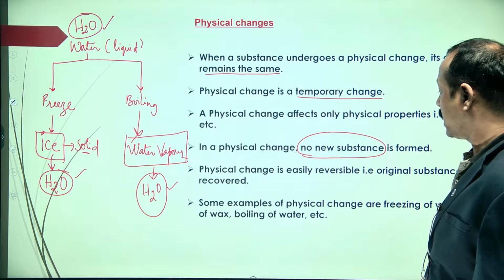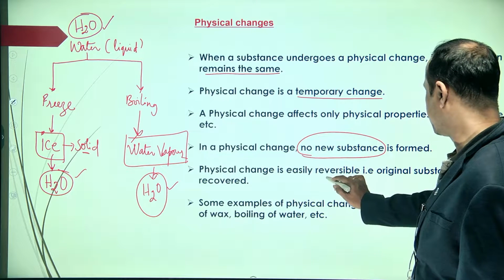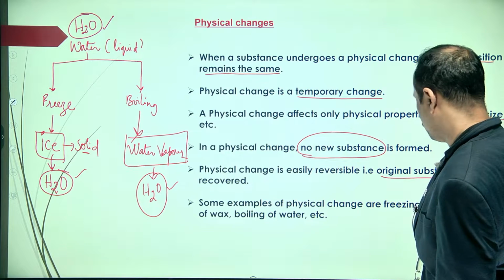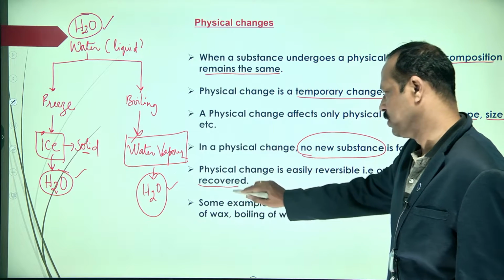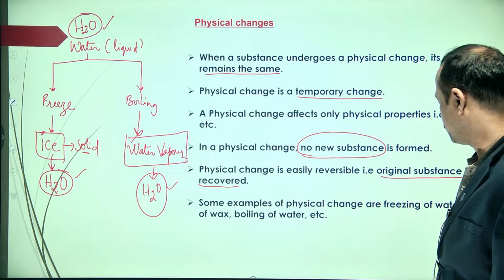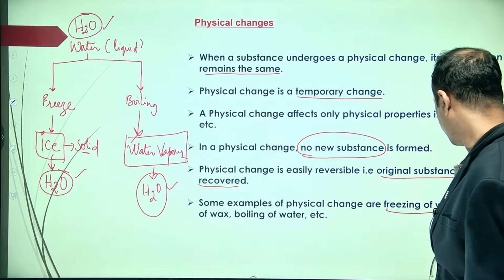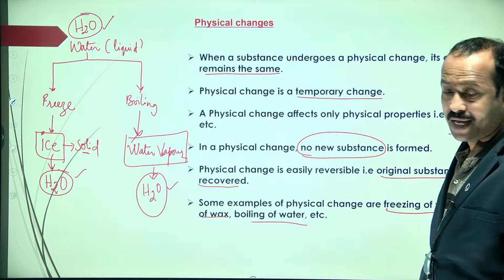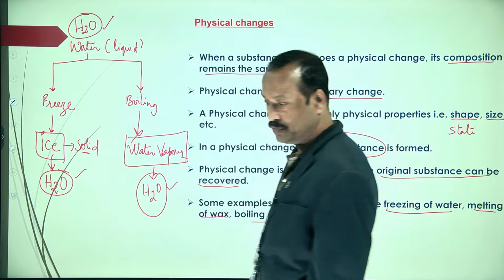Next, a physical change is easily reversible. The original substance can be recovered very easily. Some examples of physical change are freezing of water, melting of wax, boiling of water, etc. Is this clear to you?